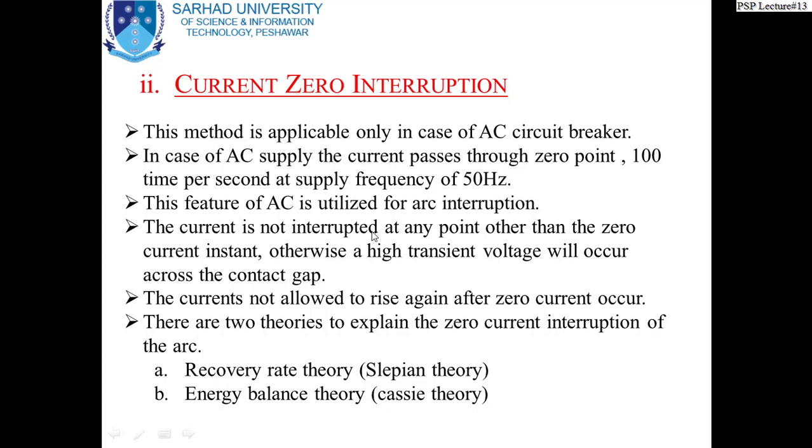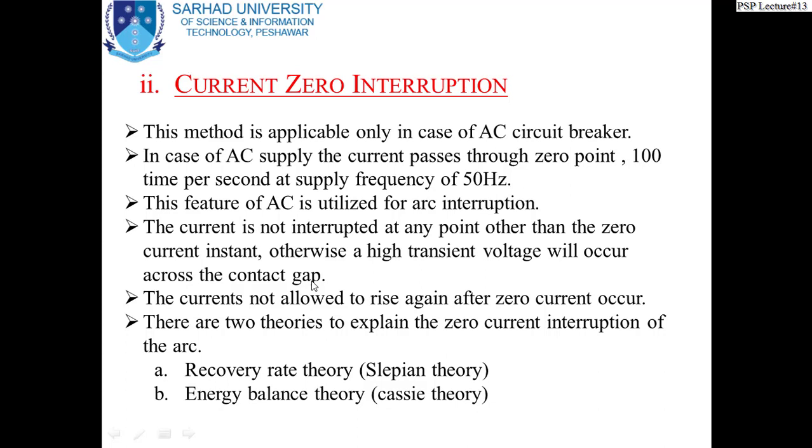The current is not interrupted at any point other than the zero current instant. Otherwise, a high transient voltage will occur across the contact gap. Now, gentlemen, this point is important for you to understand. What do you mean by this? If we interrupt the current, let's say for example, when the current is maximum, I is very, very high, and you chop the current instantly by any artificial method, you bring the current to zero instantly.